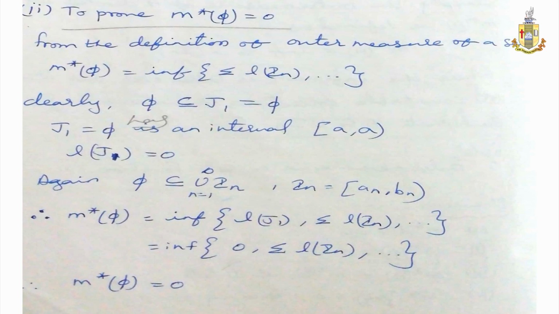So again, phi is contained in or equal to union of n varies from 1 to infinity In, where In is an interval of the form closed an, open bn. Therefore, m star of phi is equal to infimum of L of J1, summation L of In, etc. So this L of J1 will be replaced by 0. And taking infimum of 0, summation L of In, etc. will give the result as 0. Therefore, we are getting it as m star of phi is equal to 0, which proves the second portion.